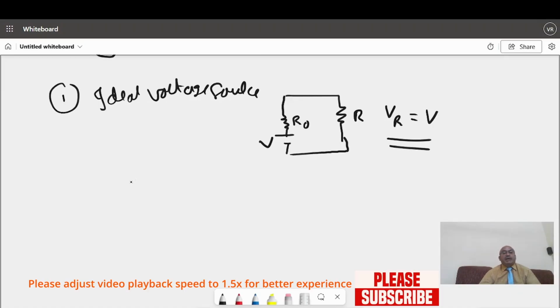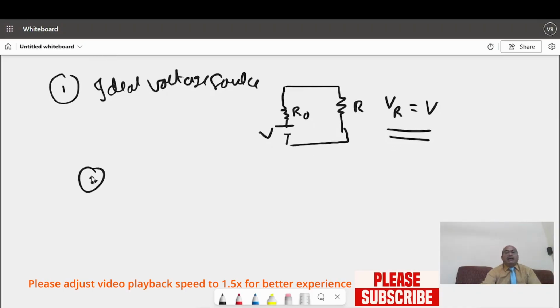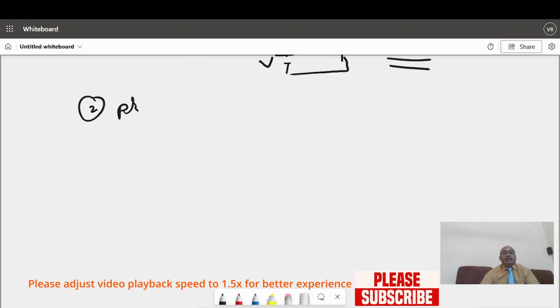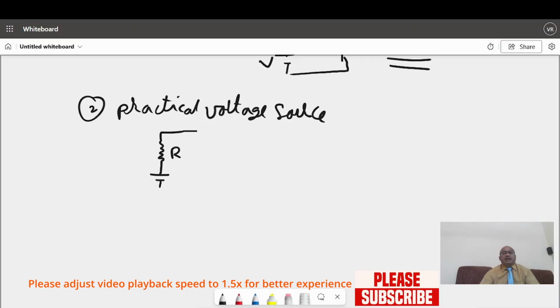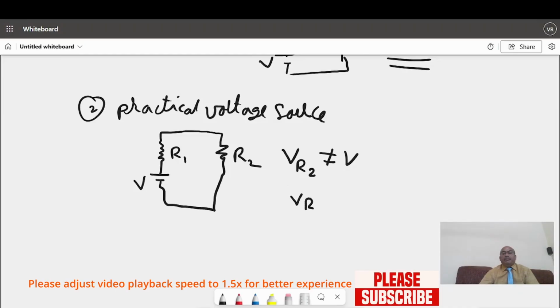Practical voltage source, the second one. Practical voltage source means the internal resistance has some value, R. The internal resistance of the battery has some value. So this is R1, this is R2, this is V. The voltage across R2 is not equal to V, it is always less than V. VR2 is always less than V. That is the practical voltage source.